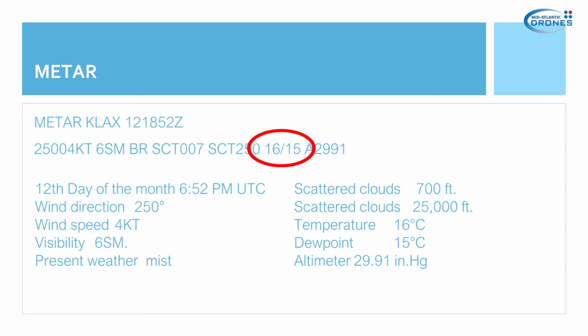Then you have the temperature, that's 16 degrees Celsius, always in Celsius, and then the dew point at 15 degrees Celsius. So whenever there is a difference between the temperature and the dew point that is less than 3 degrees, you have a great possibility of having fog. And in here you can see that BR, we have mist. So there you have it. This is not a very good day for flying too much. Then you have, finally, the altimeter, which is measured in inches of mercury. So 29.91 inches of mercury.